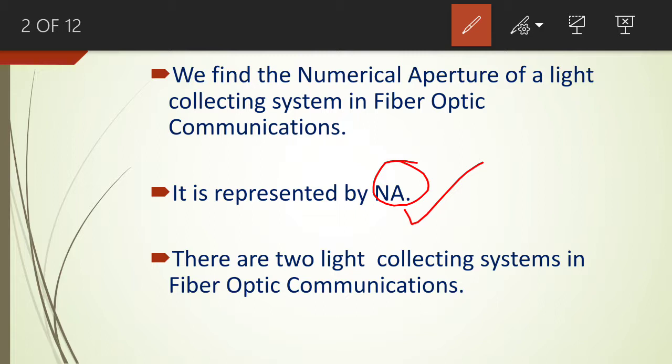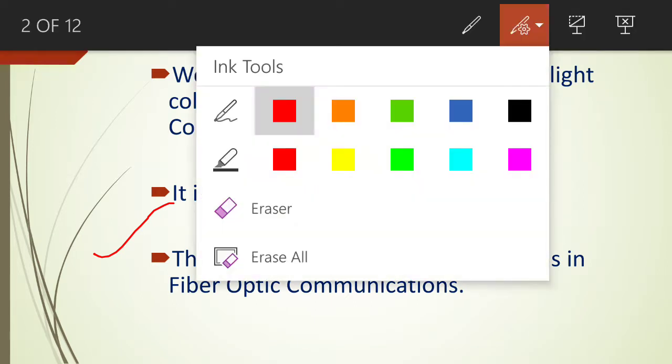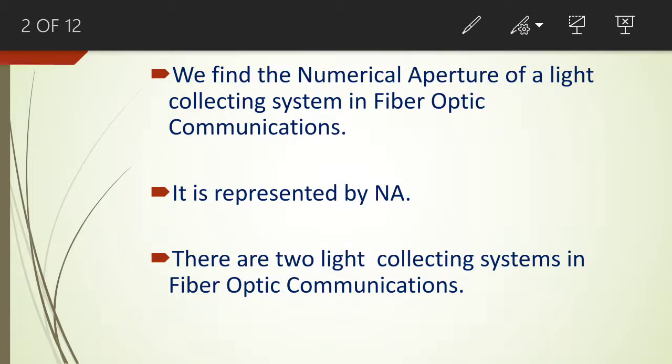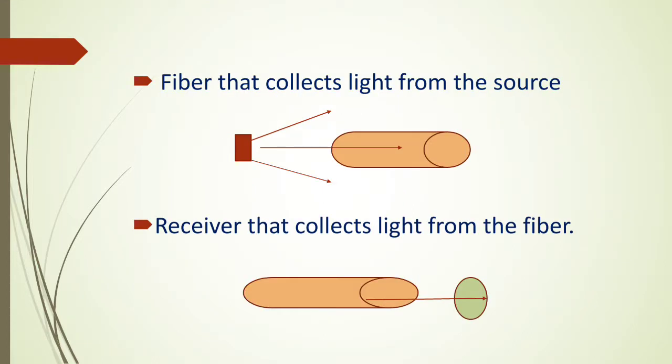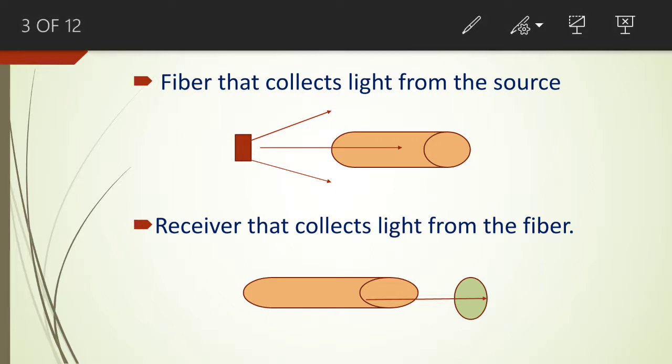There are two light collecting systems in a fiber optic communication system. Number one, the fiber that collects the light from the source.